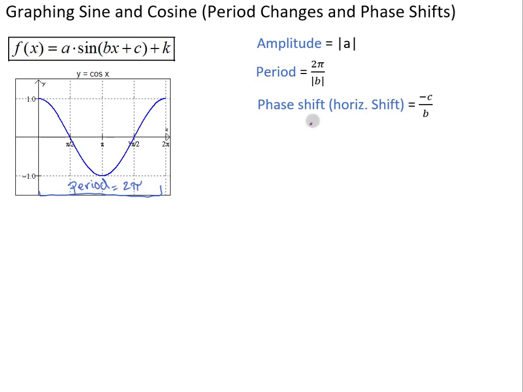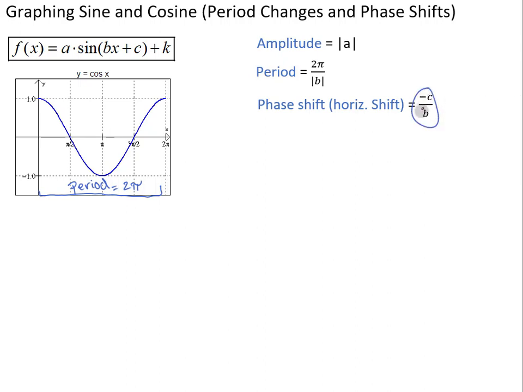Okay, we also have what's called the phase shift, and essentially this is just our horizontal shift. And to find which direction you've shifted your graph, you essentially take this equation, bx plus c, and set it equal to 0. And if you were to solve for x by subtracting c and dividing by b, we arrive at our formula here, the opposite of c over b. So it's essentially just setting the inside equal to 0 and solving for x or theta or whatever variable they put in there. Okay, that's called our phase shift, and that will tell us if we've shifted left or right.